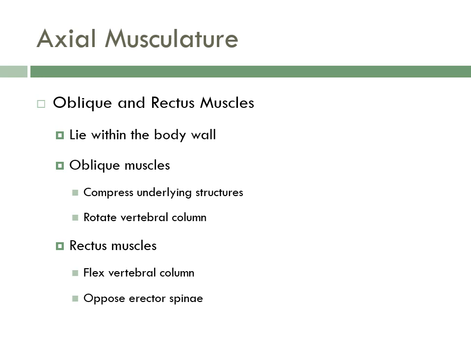We have oblique and rectus muscles within the body wall. So those are our abdominal muscles. Oblique muscles are on a 45-degree angle. They compress the underlying structures and help to rotate the vertebral column. The rectus muscles, like rectus abdominis, are going to oppose the erector spinae and flex the vertebral column.